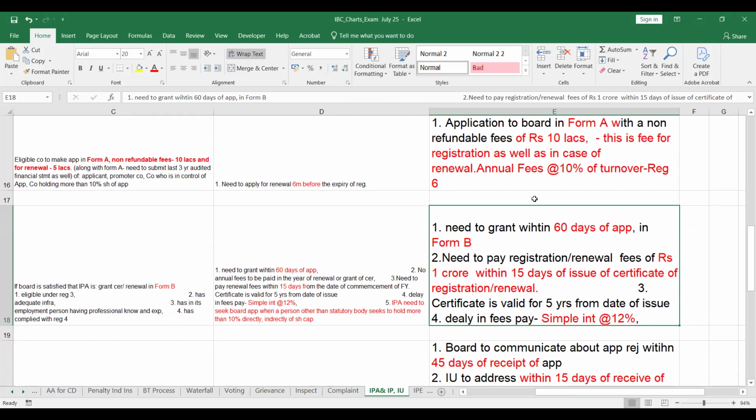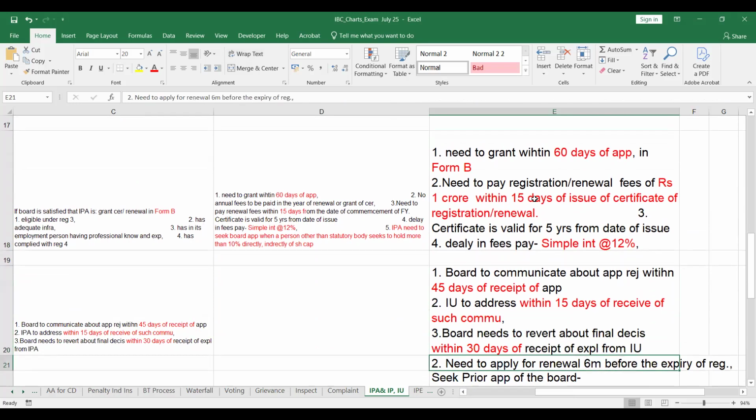Then the IU has to pay the registration or renewal fees of 1 crore within 15 days of the issue of the certificate of registration or renewal. This certificate is valid for 5 years from the date of issue, and if there is any delay in payment of fees, then simple interest at the rate of 12% per annum is chargeable.